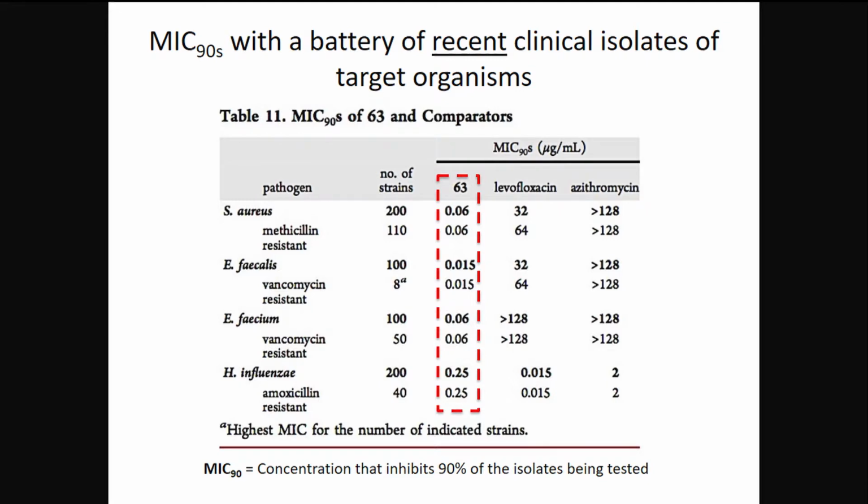We did MIC90s, which is where you take a number of contemporary clinical strains, usually 100 or 200, and you're looking at the MIC. And we included ones that, now remember, this is a gyrase inhibitor, but it's a gyrase B inhibitor. We included ones where we saw significant resistance against levofloxacin and azithromycin. So this compound did extremely well against the organisms that we were looking at. And again, this is an MIC90. These are usually recent clinical isolates. There are organizations that do these and collect them. But the FDA wants to see this data in the IND itself.